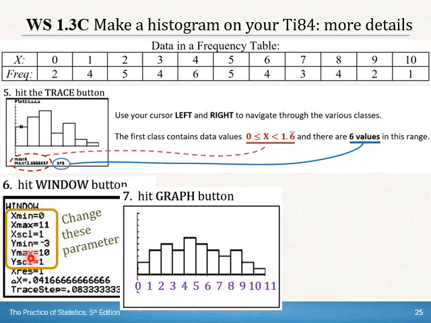All right, so once you hit those, you just hit graph. Now, don't hit zoom 9. Zoom 9 will take us back to the graph we just had with 7 classes, which we don't want. We want these 11 classes that we have.